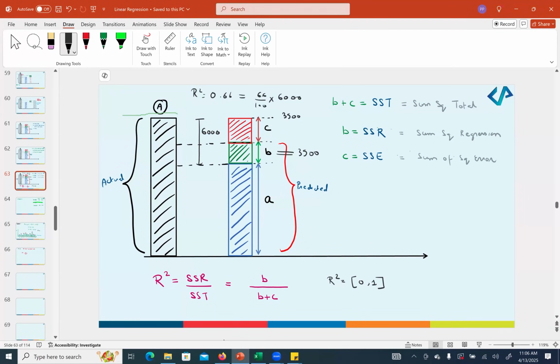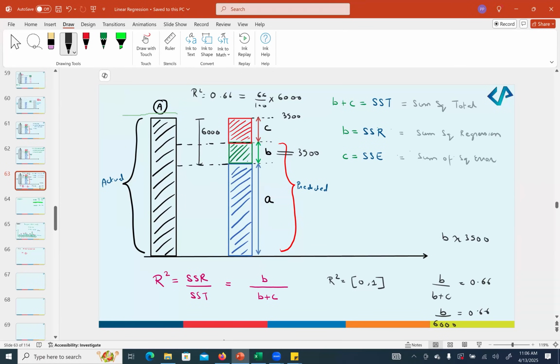No, sir. Please explain that once again. Let's assume this difference that we have between the average and the actual value on an average is 6,000. My R square value of 66% means what? R square is B divided by B plus C. This is coming out to be 0.66. If B plus C is 6,000, how much B is going to be? Approximately 3,900. Okay, yeah, got it.